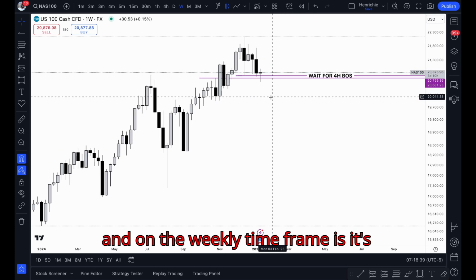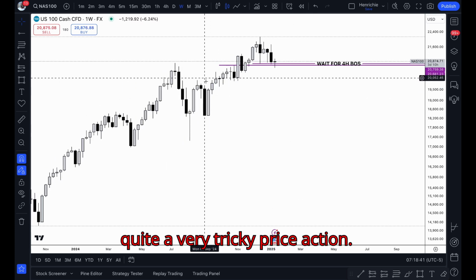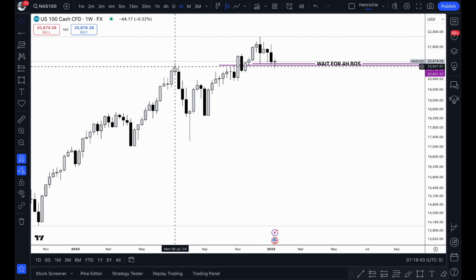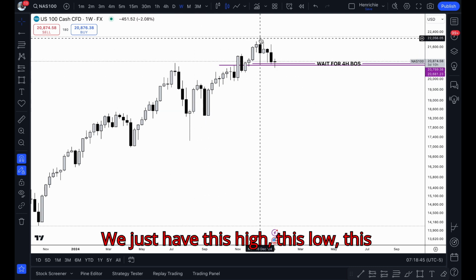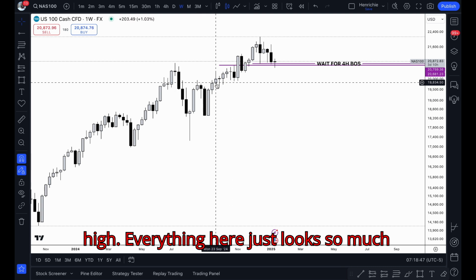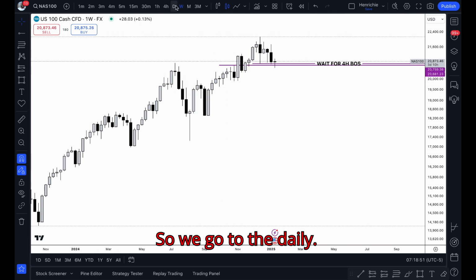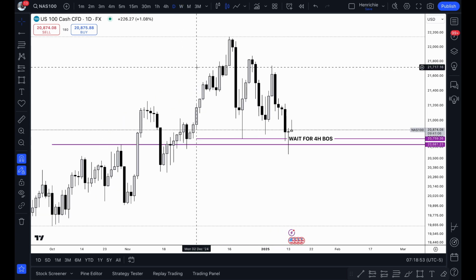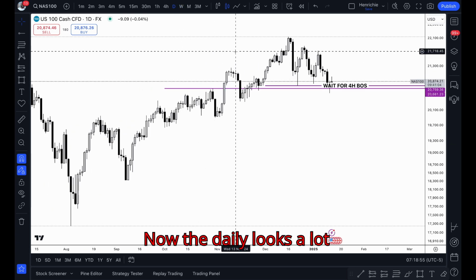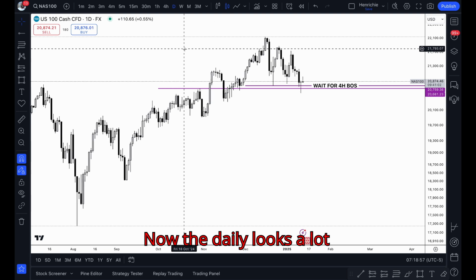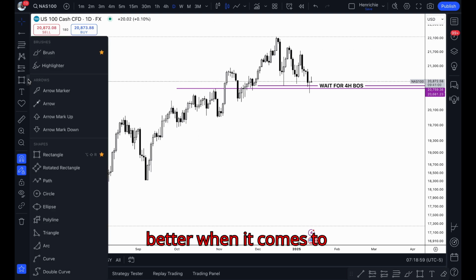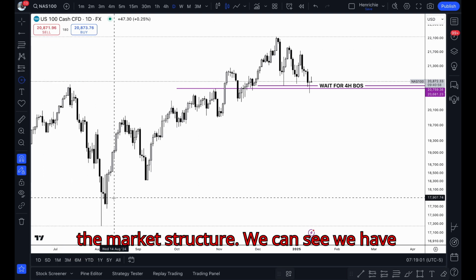And on the weekly time frame, it's quite a tricky price action. You just have this high, this low, this high. Everything here just looks so much like a consolidation. So we go to the daily. Now the daily looks a lot better when it comes to the market structure.